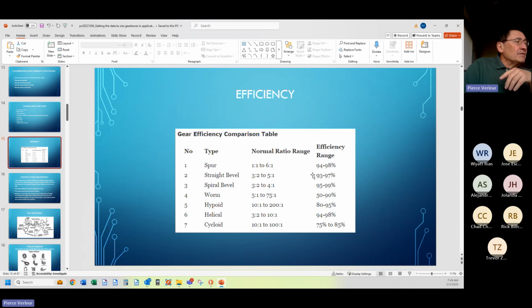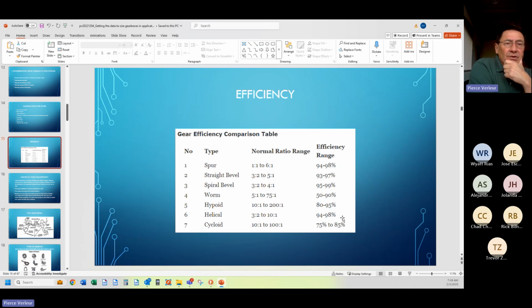On a spur, a straight bevel, a planetary, which is the same as helical in this efficiency chart, your efficiencies are consistent throughout the speed range. Let that sink in for a little bit. Worms are not consistent throughout the speed range. Their efficiency degrades the lower in input speed you go on the gear set. Makes them a little bit more complicated to size.